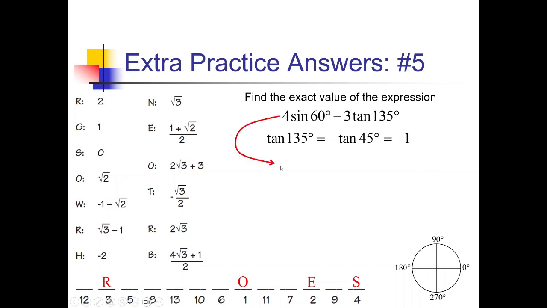Let me write some stuff down below now. Sine of 60 we saw was radical 3 over 2. So this is 4 times root 3 over 2, which I'll figure out in a moment. And then we have minus 3 times negative 1. Remember, tan of 135 was negative 1. So the 4 and the 2 here are going to cancel, leaving me with 2 radical 3. And negative times a negative is going to be a positive, so positive 3. Can't combine these, they're not like terms, but I do see that this is actually one of the answers, choice O, so we're going to put that in spot 5.